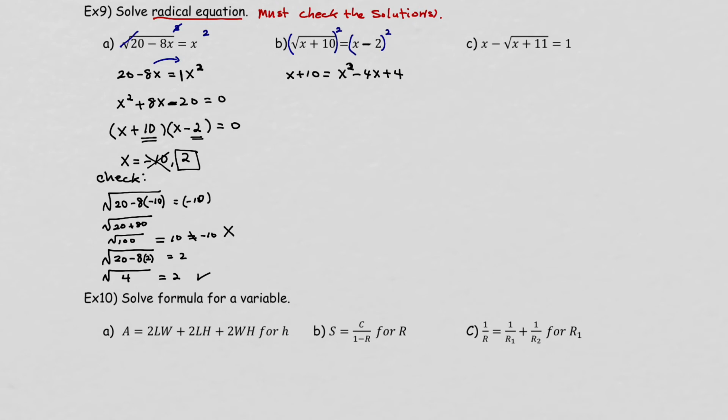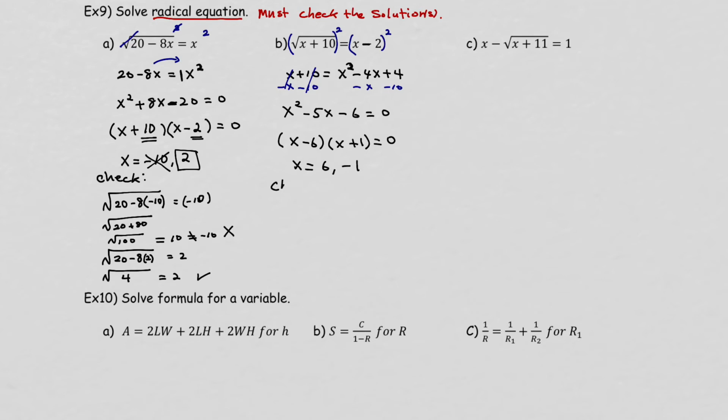Again, we're looking at a quadratic, so we want to move everything to one side and make it standard form equal to 0. So you will subtract x and subtract 10. You get x squared minus 5x minus 6 equals 0. When you factor, you get (x minus 6)(x plus 1) equals 0. So here you have two solutions again.